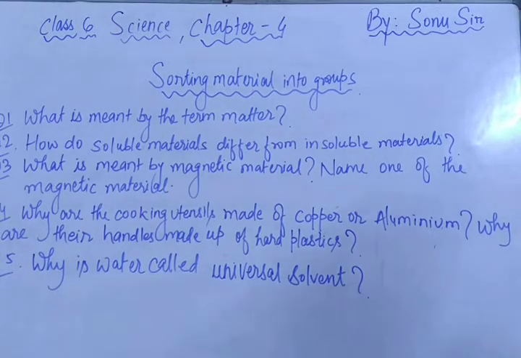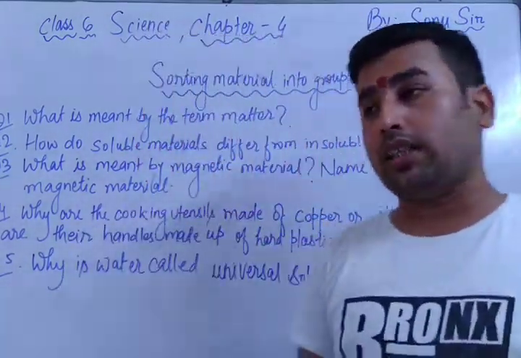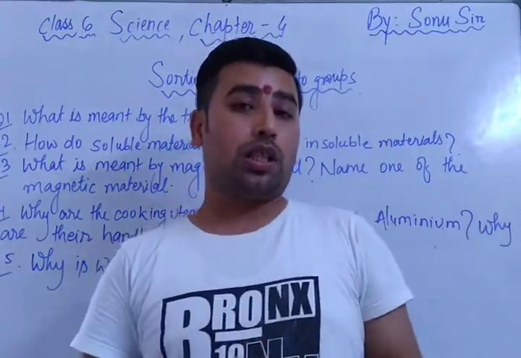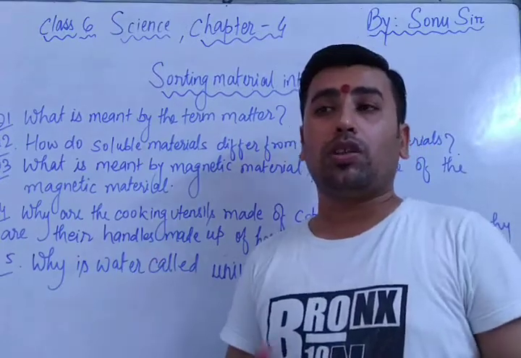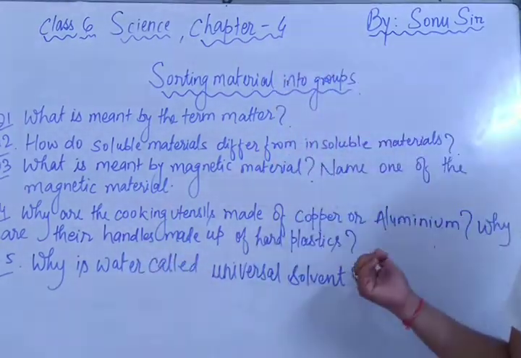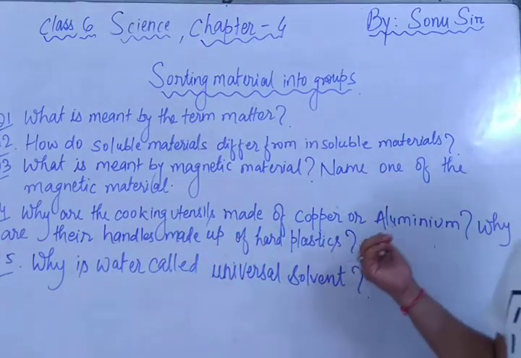The question wants to say that whatever the material, especially if it is used for utensils, it must be a good conductor of heat. Why must it be a good conductor of heat? Because if it is not a good conductor of heat, then whatever material we want to cook can't be cooked. Got it?